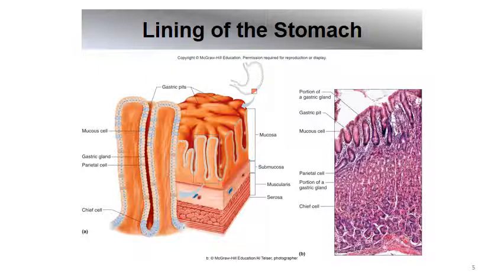So here we're seeing the inner lining of the stomach. Just like with the intestines, there are these finger-like projections. So these are called the villi. And so along the villi, and also know that this is the mucosal layer, mucosa. And so here we have the mucus cells. There are the parietal cells, the chief cells. And so these are just then releasing the different enzymes.